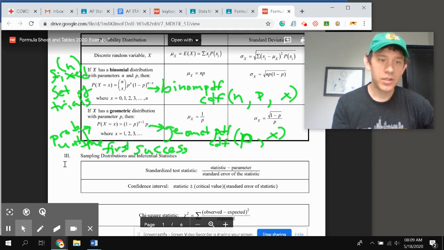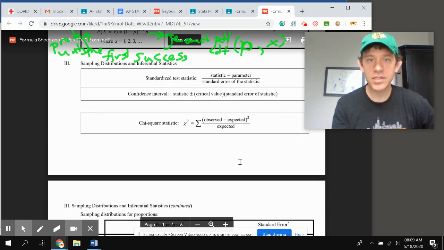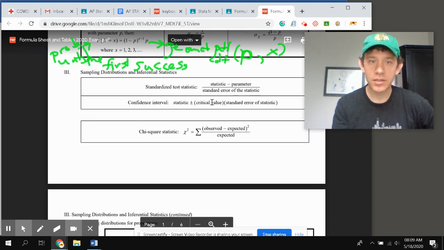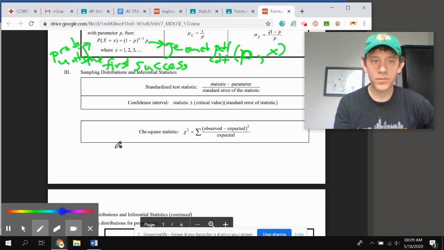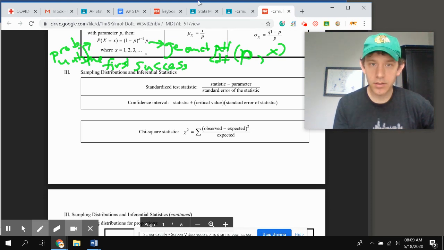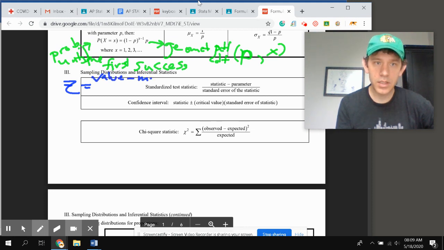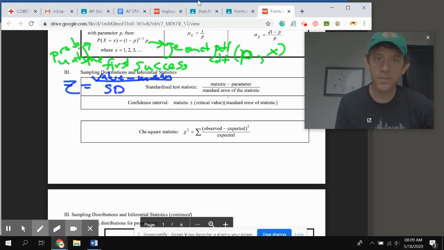All right. Now, continuing on. This one is a biggie here. We're going to look at this guy. This here is the same as the z-score. So what are we talking about here? It's z equals the value minus the mean, all over the standard deviation. That is what this is talking about here.